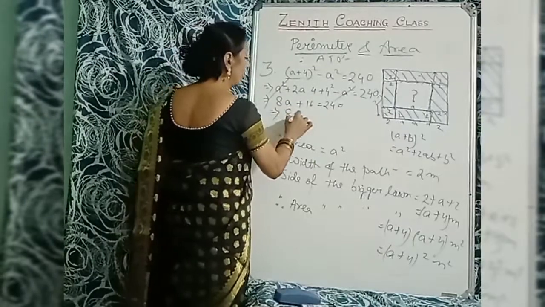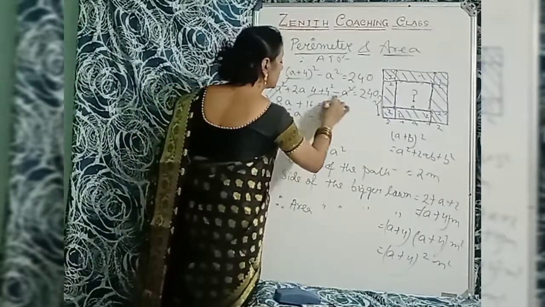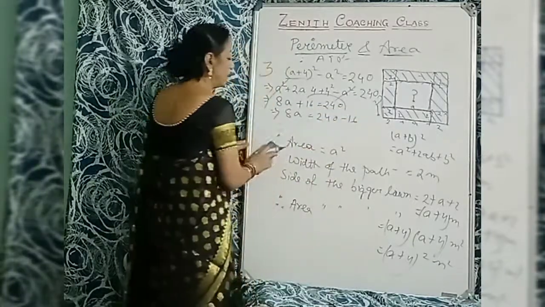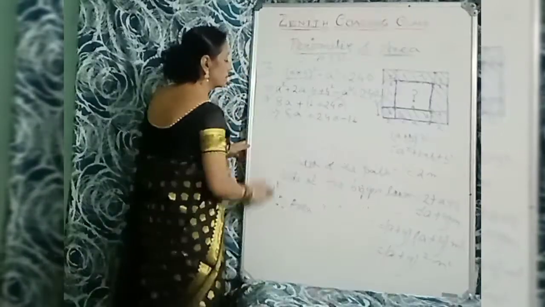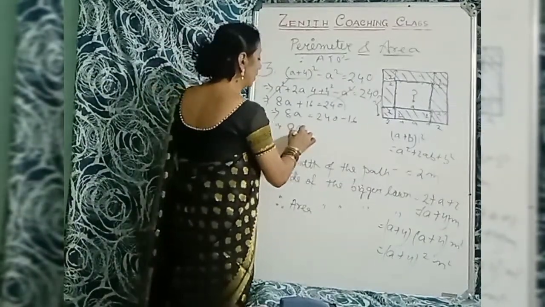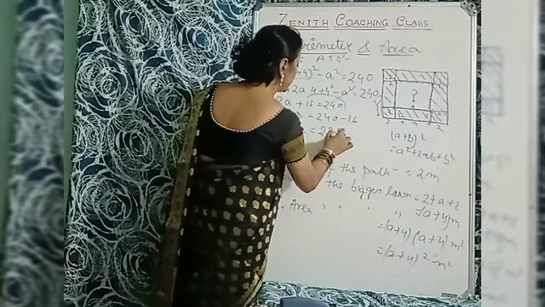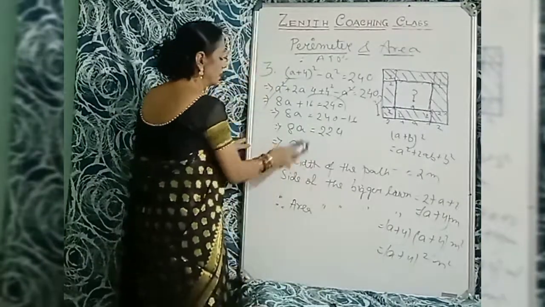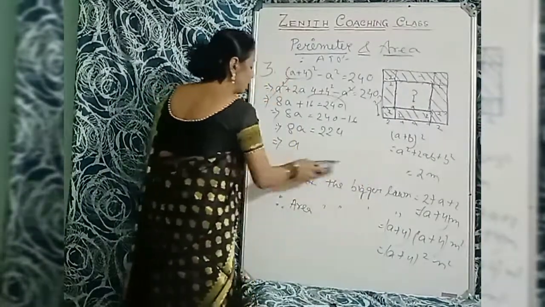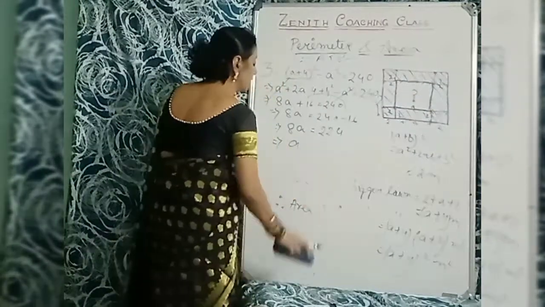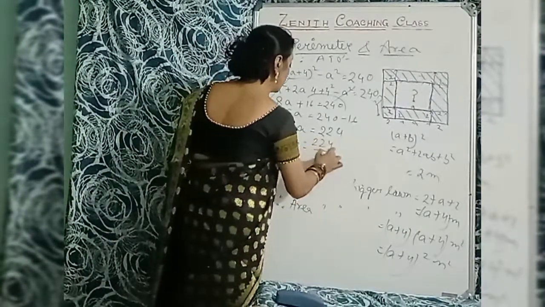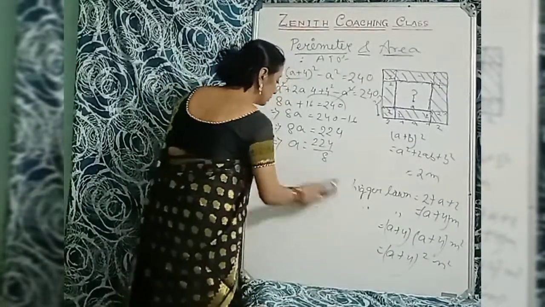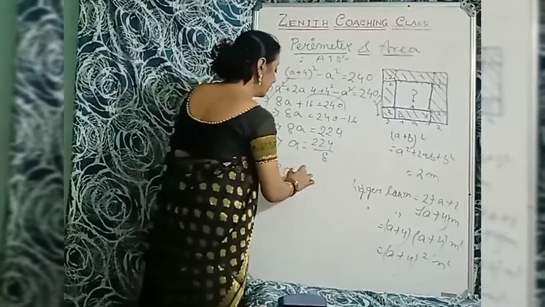That is 8a equals 240 minus 16, because taking the 16 to the other side it becomes minus 16. 240 minus 16 is 224, so 8a equals 224. So a equals 224 divided by 8, because here it is multiplied by 8, so take 8 to the right side as division. 224 divided by 8, you get 28.